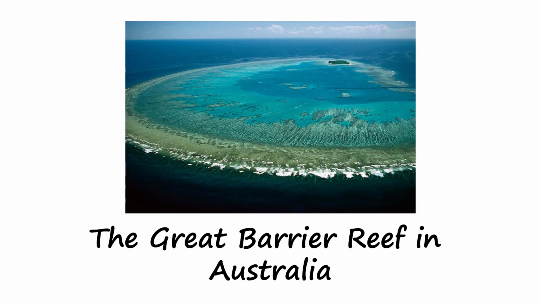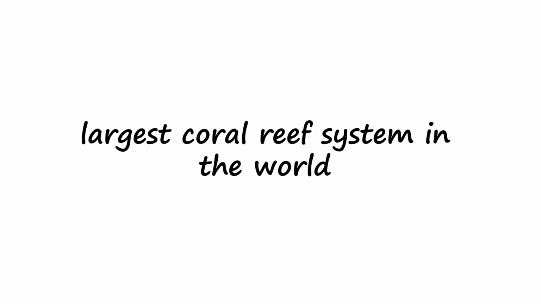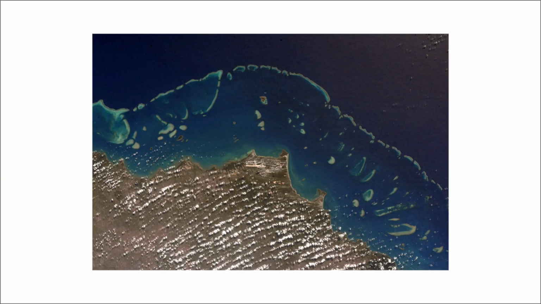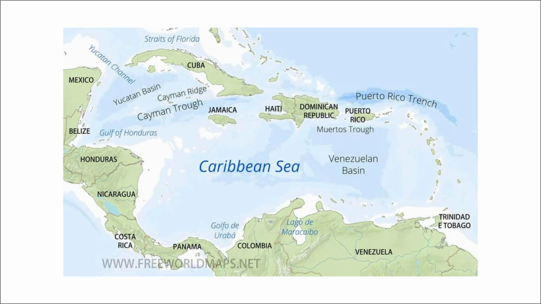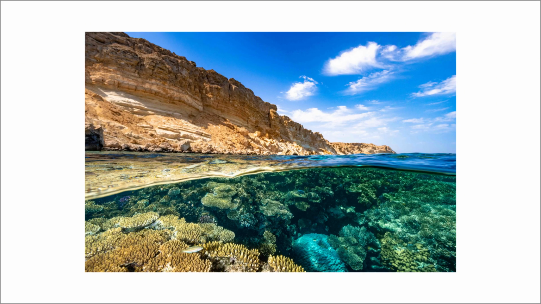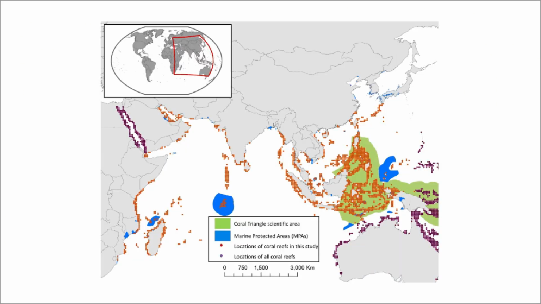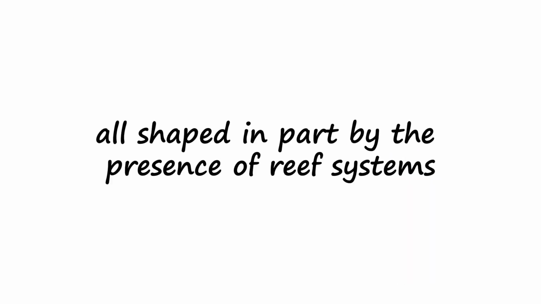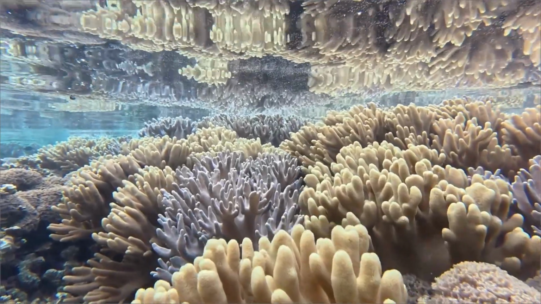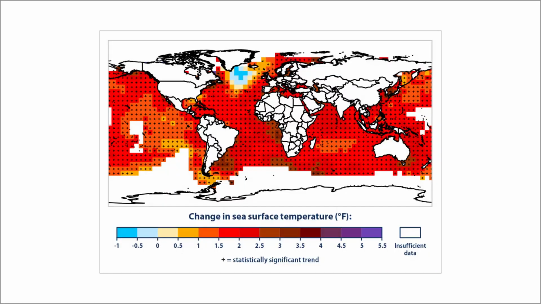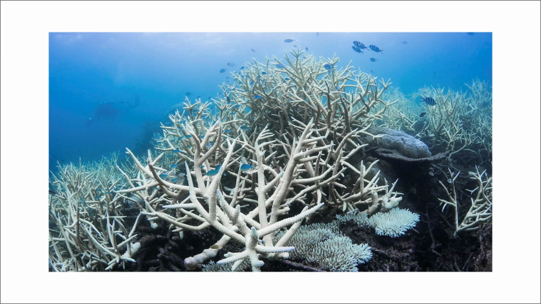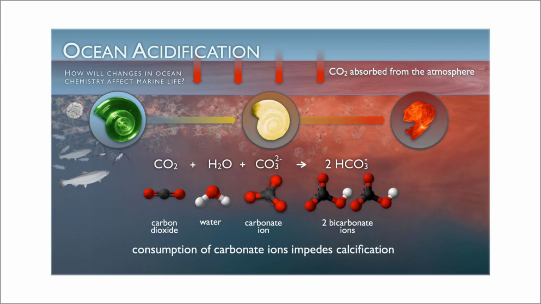The Great Barrier Reef in Australia is the largest coral reef system in the world and visible from space. The coastlines of the Caribbean, the Red Sea, and the Indo-Pacific are all shaped in part by the presence of reef systems. Coral reefs are under serious pressure from warming ocean temperatures, which cause bleaching events, and from ocean acidification driven by rising carbon dioxide levels.